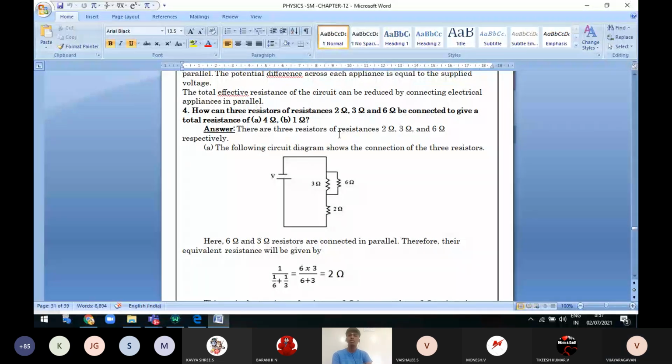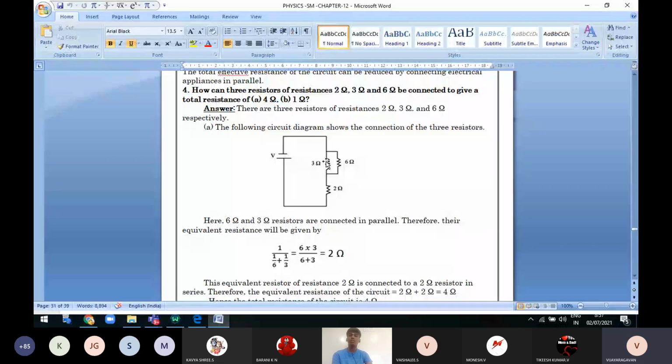And again, see here, these 3 and 6 after finding the total resistance become 2 ohms. That is the total resistance of the parallel pair, 2 ohms. And the other resistance is in series, so 2 plus 2 is equal to 4. That is in series, so we calculate RS as RP plus RS, and I get 4 ohms in total. This is the answer for the A question and this is the diagram for the B question.